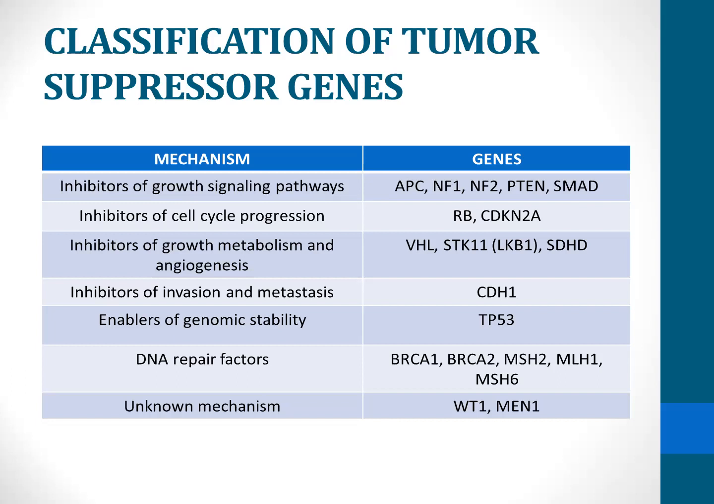They may be inhibitors of invasion and metastasis like the cadherin gene. They may be enablers of genomic stability like TP53. They may be DNA repair factors like BRCA1, BRCA2, and mismatch repair genes, or they may have an unknown mechanism of action, which include WT1 and menin gene. These are all tumor suppressor genes. They have been classified based on their mechanism.